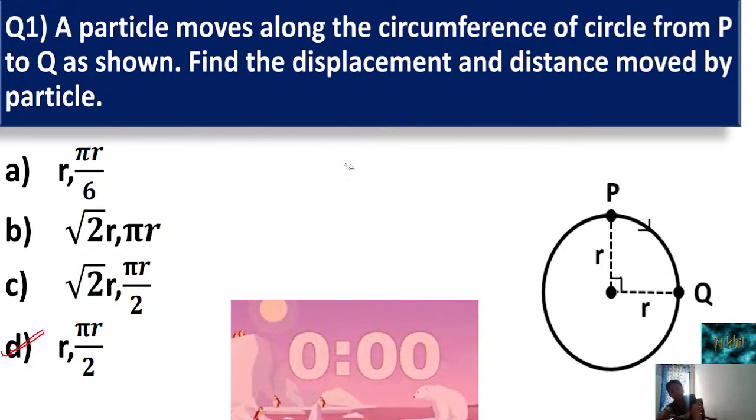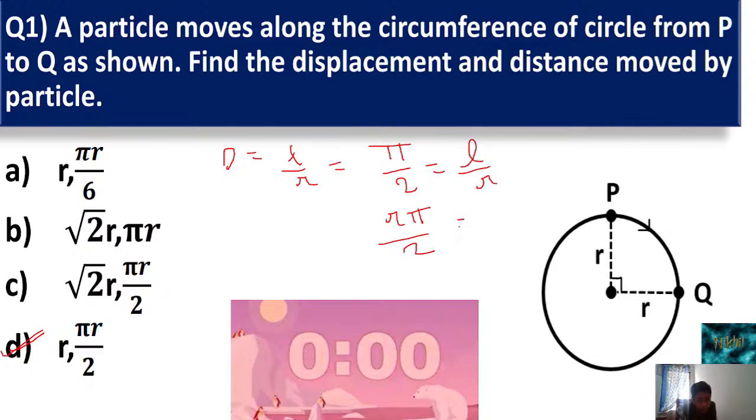So let me write it now. We know that the distance is equal to L by R, so theta will be pi by 2 because it is showing 90. So pi by 2 is equal to L by R, so R pi by 2 is equal to L.